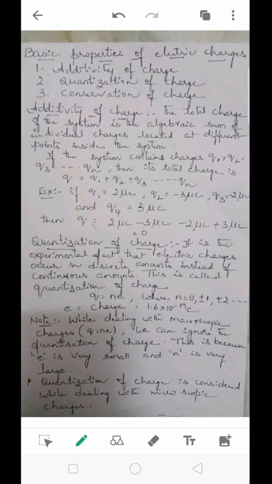While dealing with the macroscopic charges, we can ignore the quantization of electric charge. This is because the basic charge is very small and N will be very large in most practical situations. For example, let us take an electric bulb having 60 watts power. In such a case, nearly 2 × 10^18 electrons will pass through its filament per second. That means the N value is very high, which is 2 × 10^18.